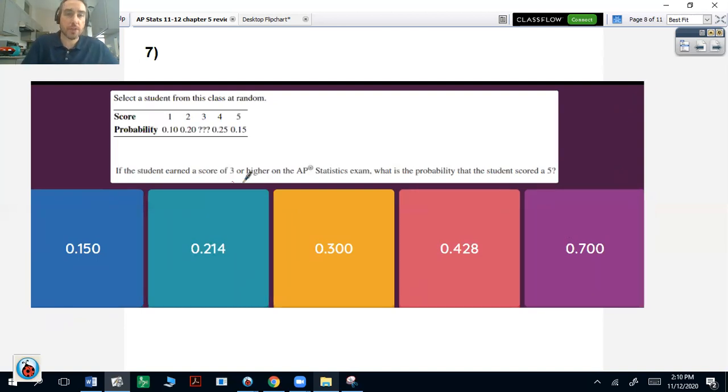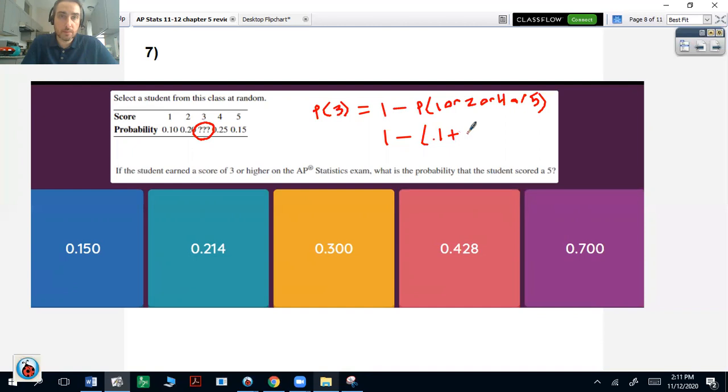Number 7. Oh, a probability distribution. They always add to 1. 1, 2, 3, 4, 5. These are scores on an AP test. 10% got 1s, 20% got 2s, an unknown percent got 3s, 25% got 4s, and 15% got 5s. Let's figure that out. So the probability of 3 is going to be 1 minus the probability of 1 or 2 or 4 or 5. So let's add those up together.